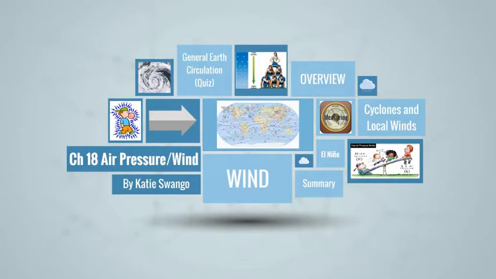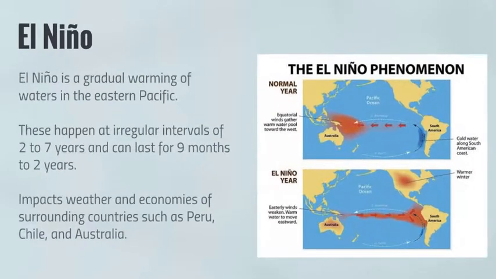Okay, you might have also heard of El Nino. So this is the gradual warming of the waters in the eastern Pacific. It happens in irregular intervals of 2 to 7 years and can last from 9 months to 2 years. This impacts the weather and economy of a lot of countries, such as Peru, Chile, and Australia.